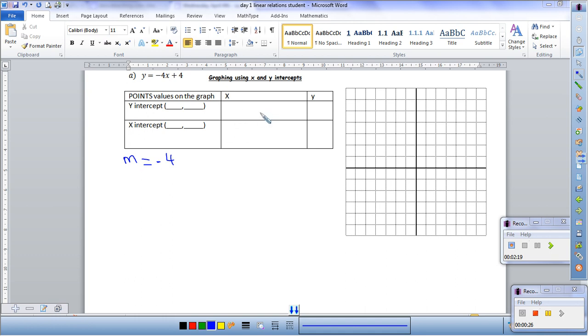So whenever you are asked to graph using x and y intercepts, or you decide that is the easiest method, I first want you to create a table just like this one. We have our y-intercept and our x-intercept, which are points on a graph and have two coordinates, an x and a y. Before even figuring out the values, I know that there are some zeros in this table. So for the y-intercept, the x value is 0, and I can fill it in my table. For the x-intercept, the y value is 0.